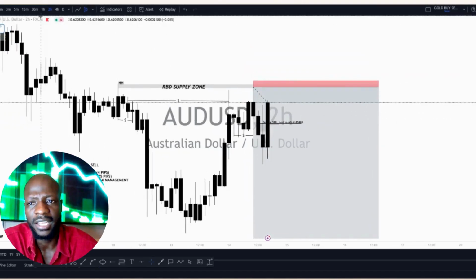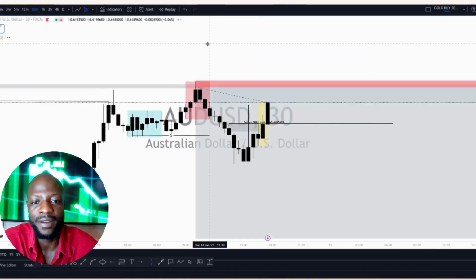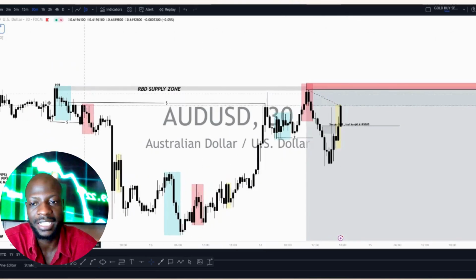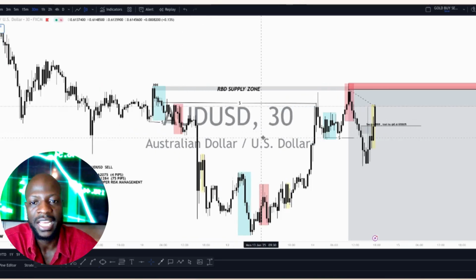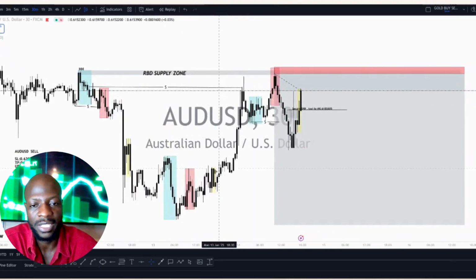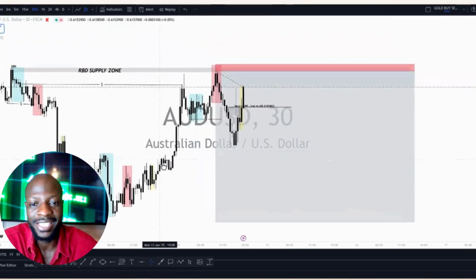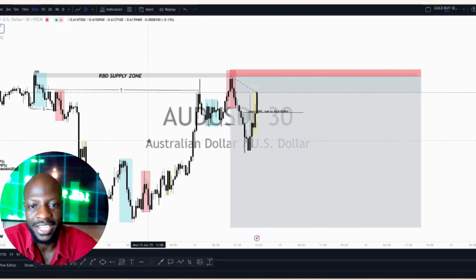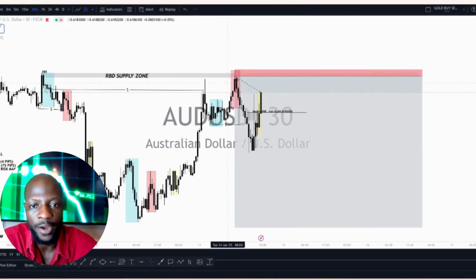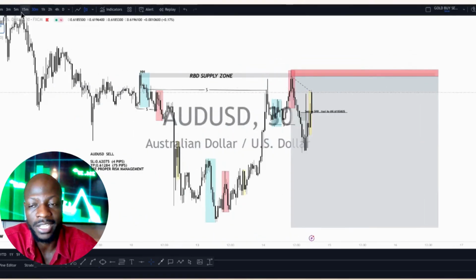Other than that, if you drop to the 30 minutes time frame, it's much clearer. There you can see that this was a very sharp rally-based drop supply zone with a break of structure and a nice liquidity right here. It was taken out, and then we waited for the Asian session to be taken out. You can see that the market took out the high of the Asian session and then beautifully came to our area right here. And that's how we were able to execute right here.